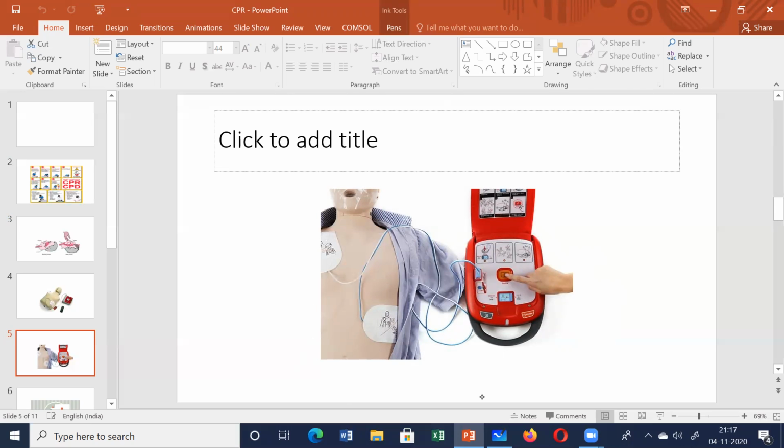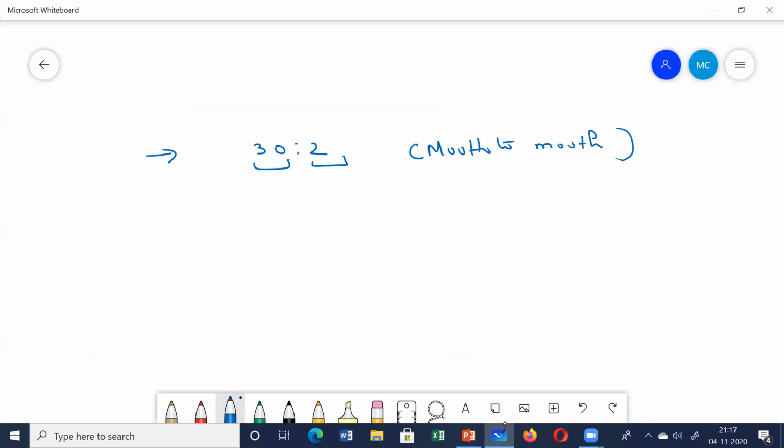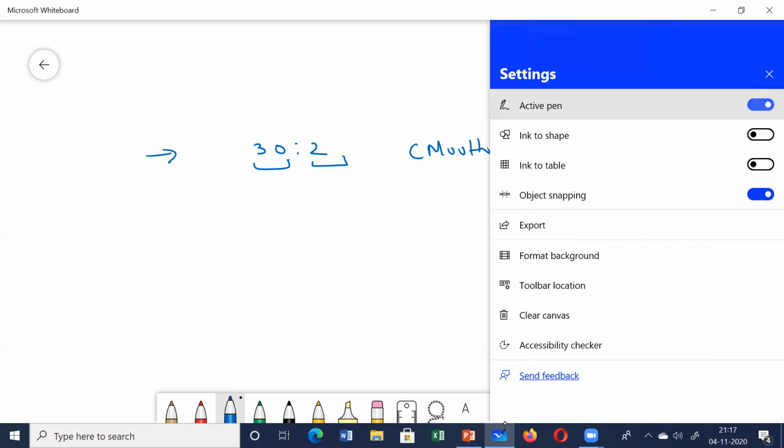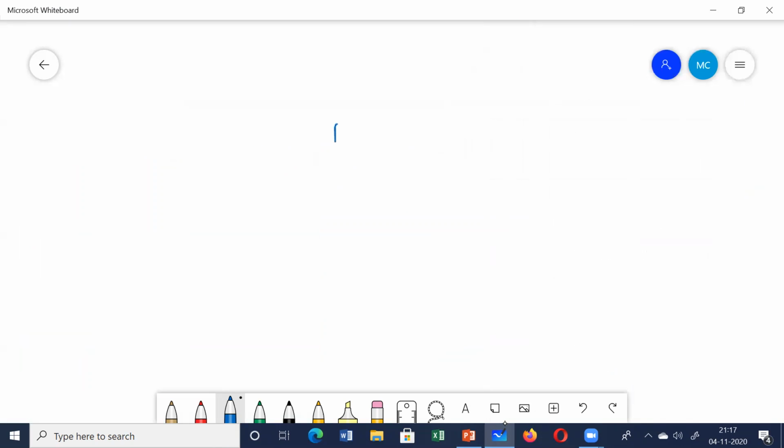Okay, so these are the 3 basic points of your basic life support, which is very important, which all of us should know. Then I'll be talking about the advanced life support. So what happens in the advanced life support? Next, let us talk about the advanced life support, ALS.